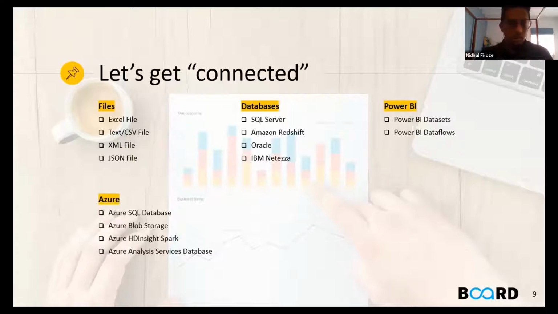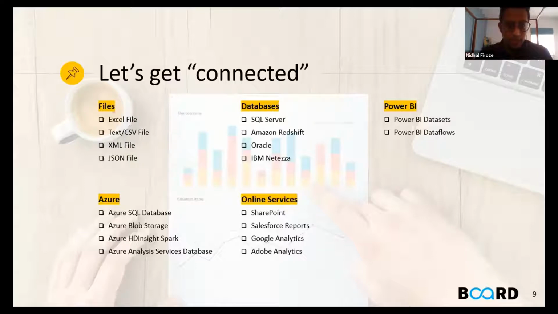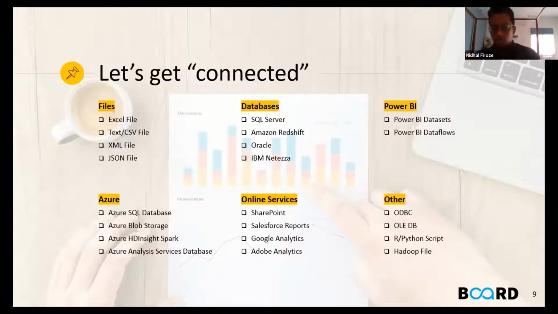Azure, all of the Azure SQL databases or Blob Storage or HDInsight, Spark, you can connect to any of these. There are also online services, for example, Google Analytics and Adobe Analytics, which I extensively use as a digital analytics person. These are basically website measurement tools. So all of these online services, you're able to connect to as well. Plus there are also other types of files which don't fall into any of these five categories, but they are also other types of data connections or queries that you can integrate.